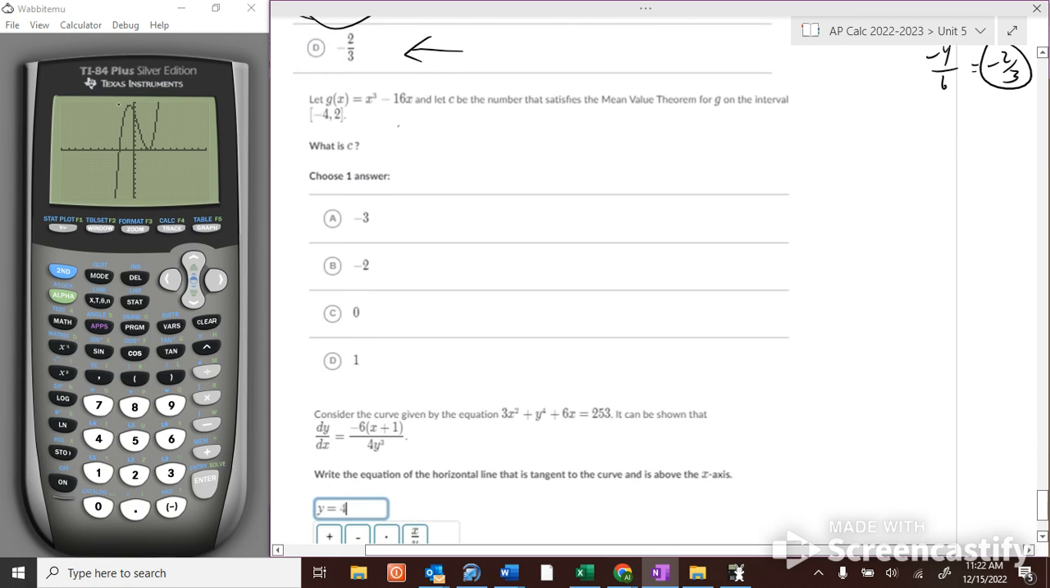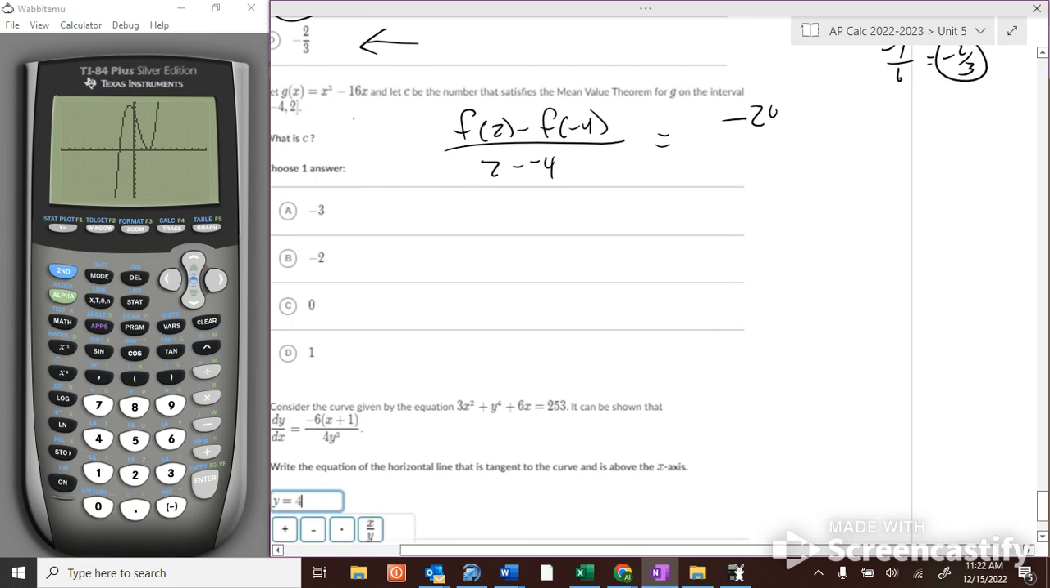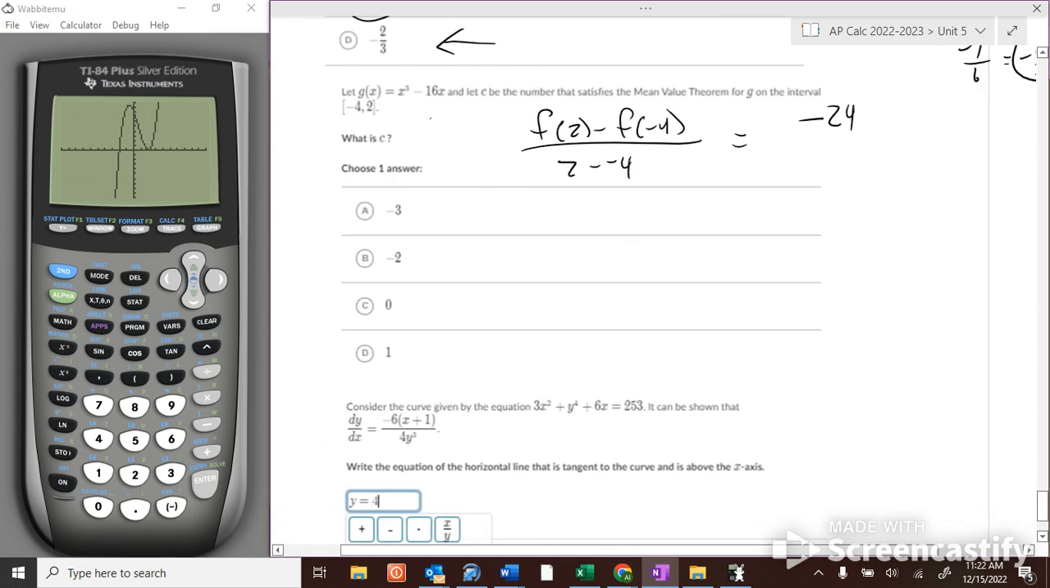So let's do the mean value theorem. So f of 2 minus f of negative 4 over 2 minus a negative 4. So if we put in a 2 here, we get 8 minus 32, which is negative 24. If we put in a negative 4 here, we get negative 64 plus 64, which is 0, over 6, which is negative 4. Okay? That's the first derivative of it.